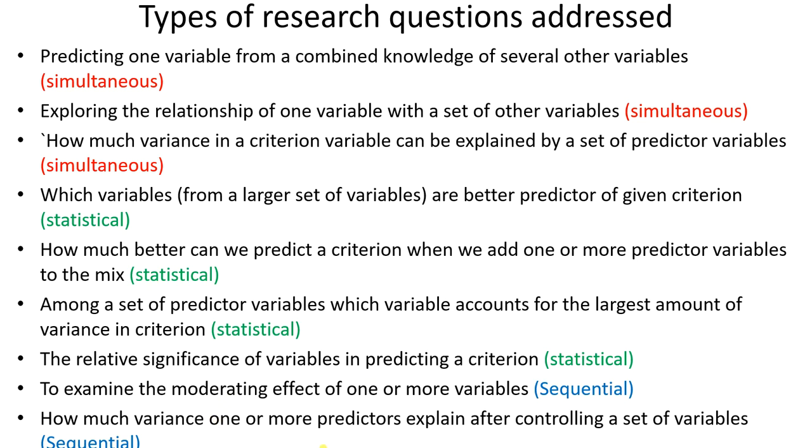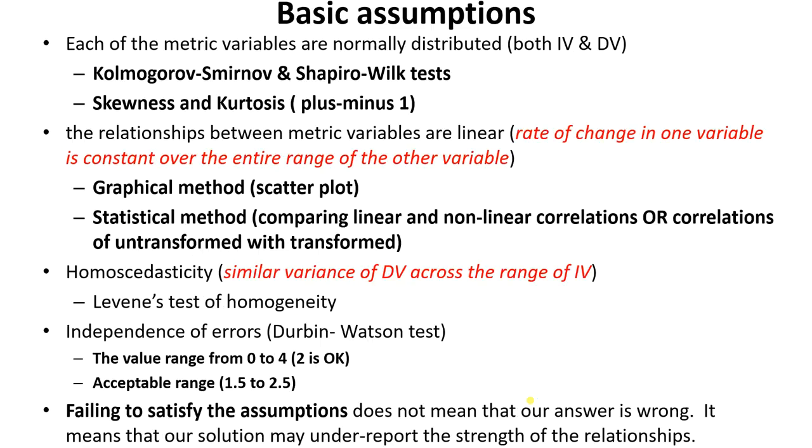How much variance do one or more predictors explain after controlling for a set of variables? When we want to do a correlational analysis similar to analysis of covariance, again the sequential method will be used. We will enter all the covariates in the first step and then we will enter the predictors. So these are the different research questions that I have tried to put. We can go for the same question with other analyses, but these are just guidelines for the viewers on which method will be best suited under what type of research situation or research question.